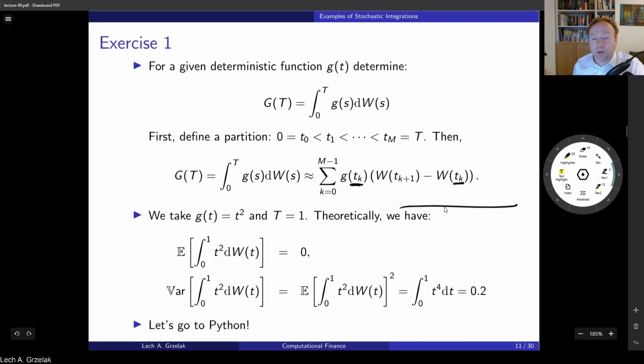So if you have a grid, this is t_k, t_{k+1}, and the function g is always evaluated at this point. So it's g(t_k), and then we multiply by this whole interval. If you take the midpoint, for example, you would choose not g(t_k) but g((t_{k+1} + t_k)/2). That would be a different type of integral. That's called the Stratonovich integral. But in the Ito case, we always choose the left-hand side, the left boundary.